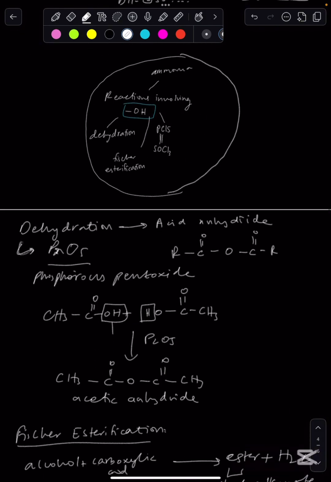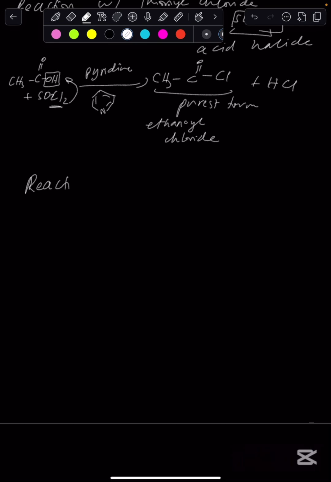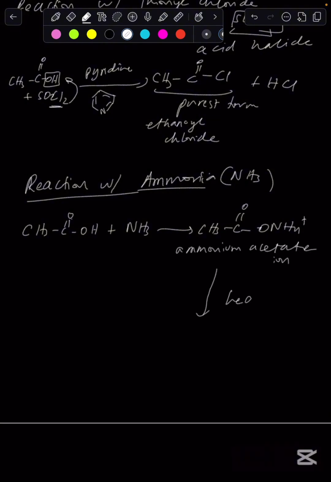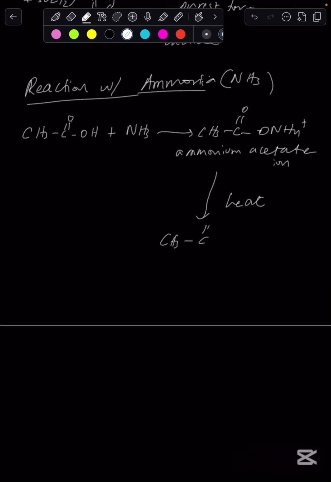Then moving on, we have the reaction with ammonia, which is NH3. What's going to happen is, if we take carboxylic acid with ammonia, it's going to take up the hydrogen and the hydroxyl group, and then it's going to form ammonium acetate. Now this is going to be heated, and then it's going to form an amide, which is an acid amide.